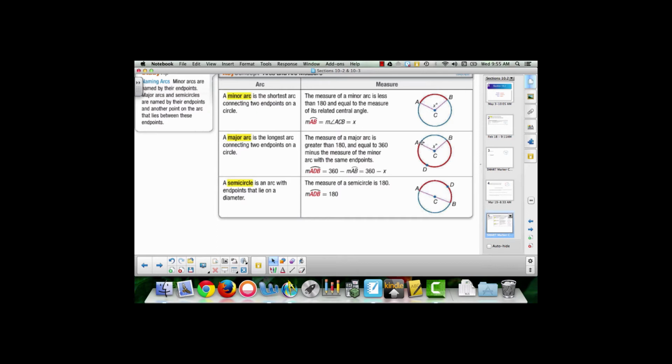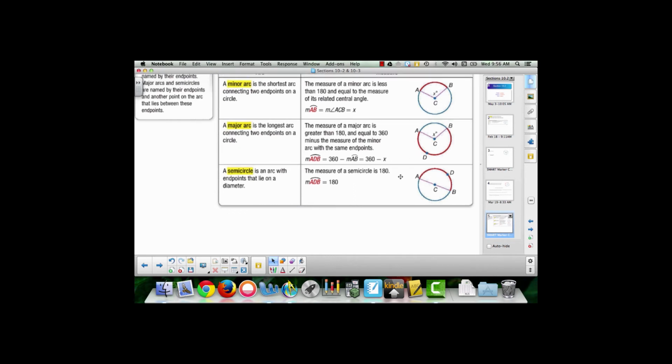Notice that arc AB, minor arc AB, and major arc ADB add up to 360. So if I know one degree measure of an arc, I can always figure out the other by subtracting from 360. That only works if both arcs have the same endpoints.